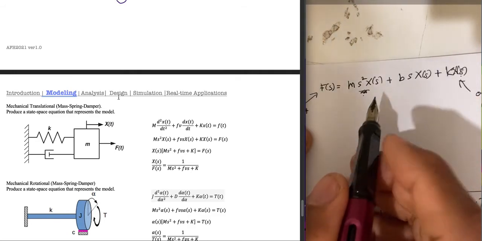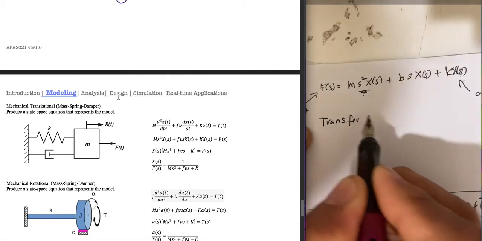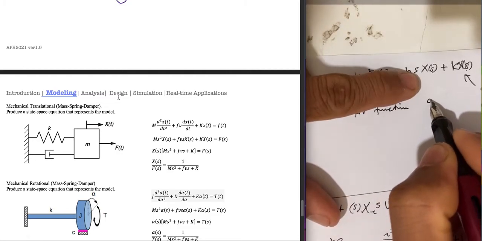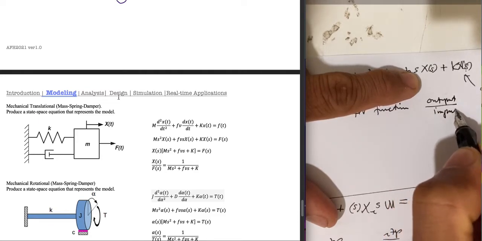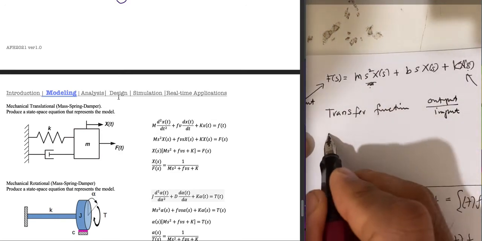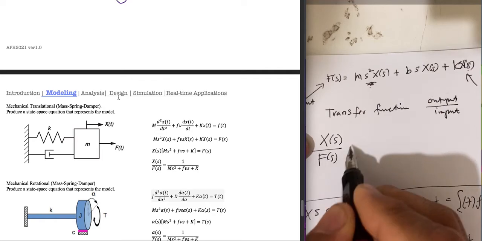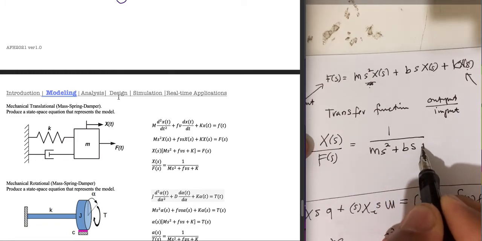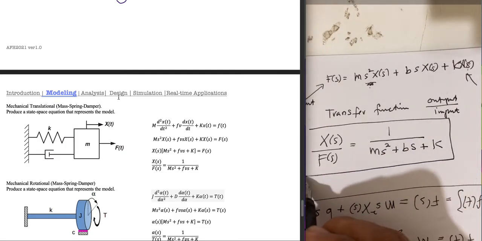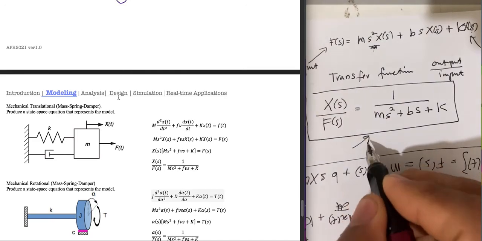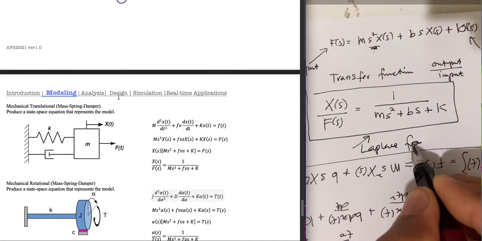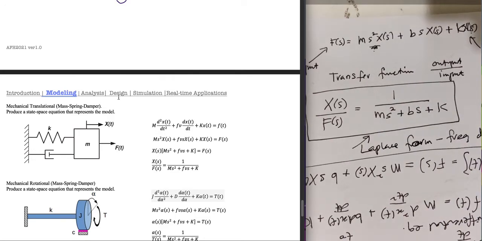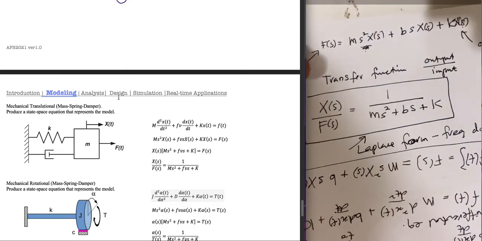Then we can produce a transfer function that represents the system, which is the output over input. The output is X(s), so we need to find X(s) over F(s), which equals 1 over m s squared plus b s plus k. So this is the system model in Laplace form, the frequency domain. It looks much simpler than the time domain.